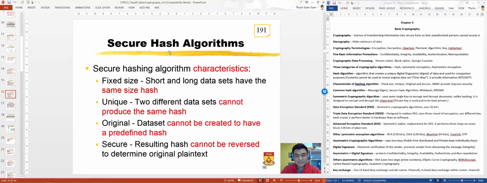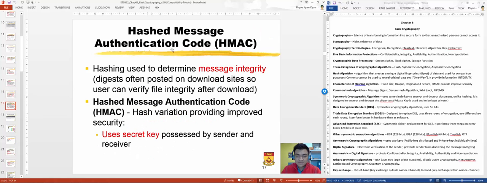In a typical hash algorithm, you can make it secure by using a fixed size or unique data sets, or using original data which cannot be recreated, or we can secure the hash by using a non-reversible way. Okay, please read through how to secure the hash algorithm. Fixed size, must be unique, must be original, and must be secure.